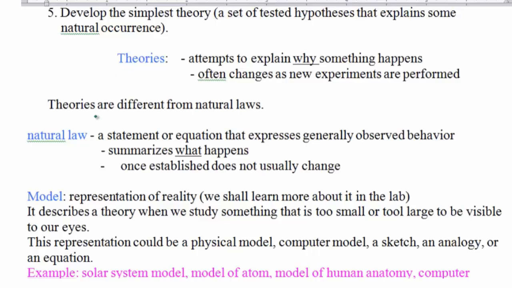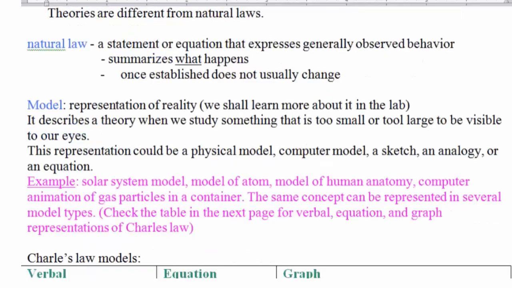Natural laws, on the other hand, are a statement or equation that expresses an observed behavior. So it summarizes what happens rather than why something happened. Usually it's very much static, although this is not always the case. Meaning once it's established, it usually does not change. That does not mean it never changed, but usually it's more static than theories.